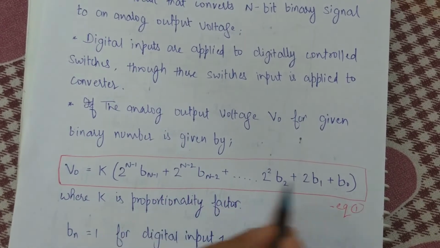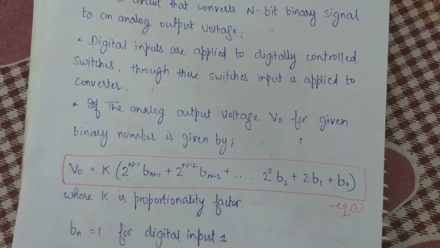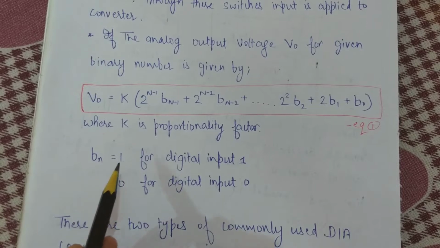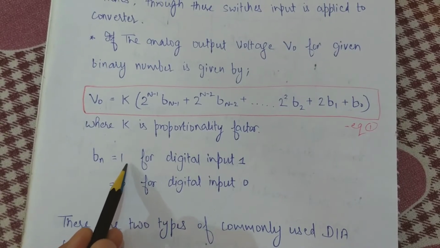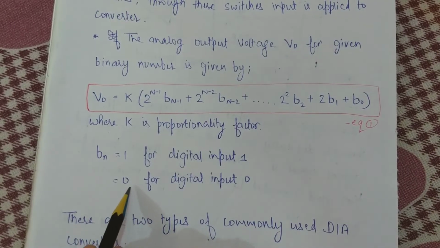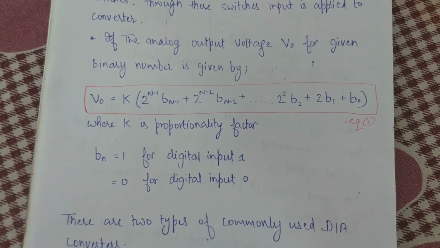Why these weights are attached to these bits? We will see it later on. This is just the basic formula. You already know that Bn will be equal to 1 for digital input 1 and it will be equal to 0 for digital input 0.